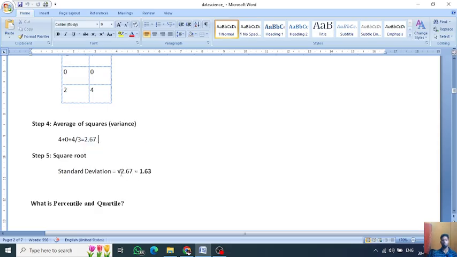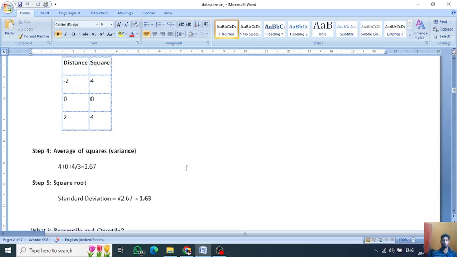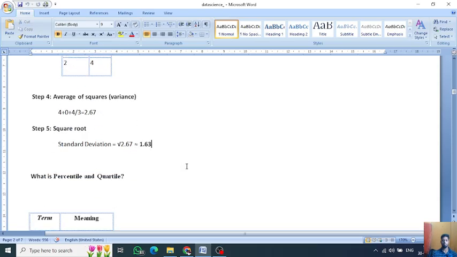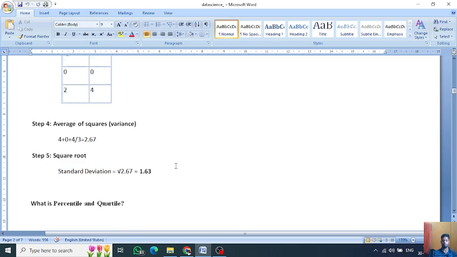Now we take the square root, and now we are back to the original scale of the data. This is the original scale. So this is the average distance from the mean of the elements.